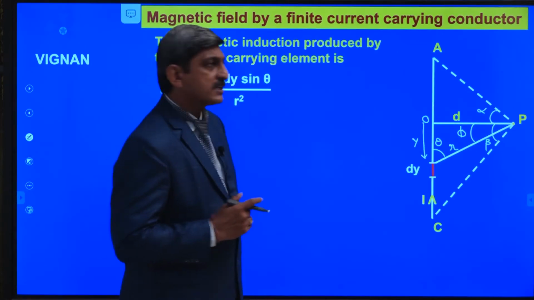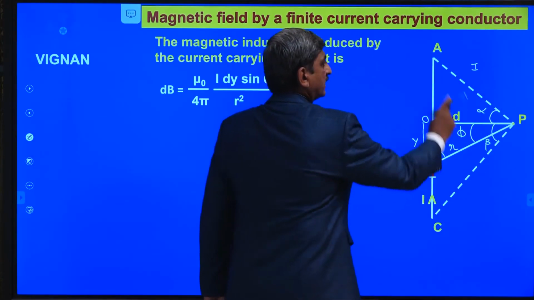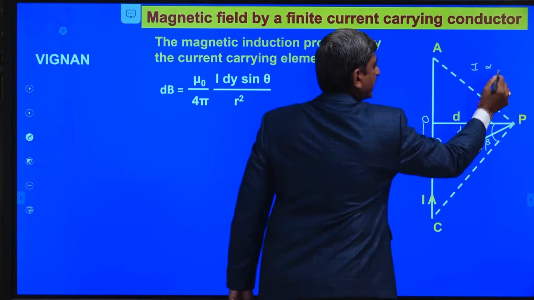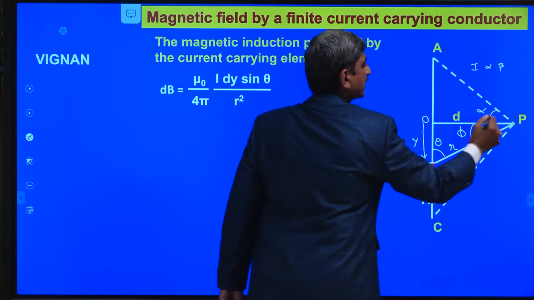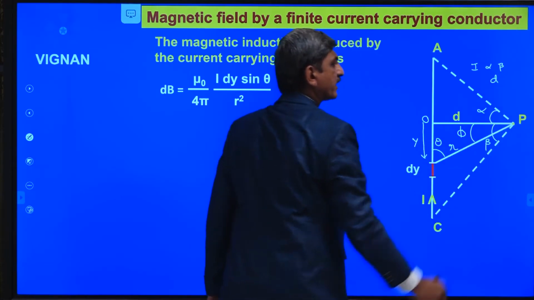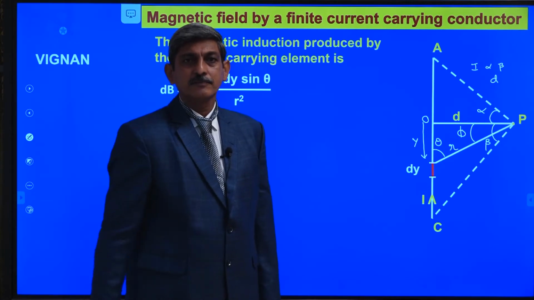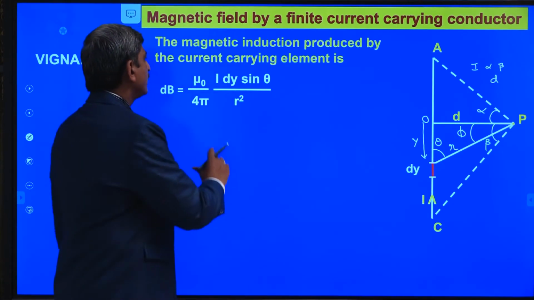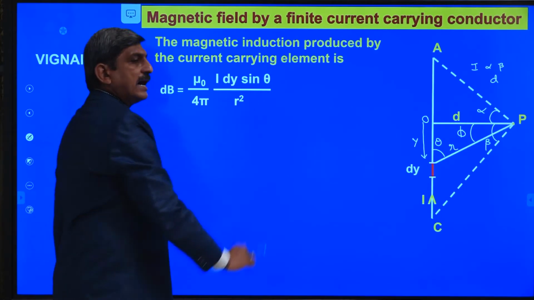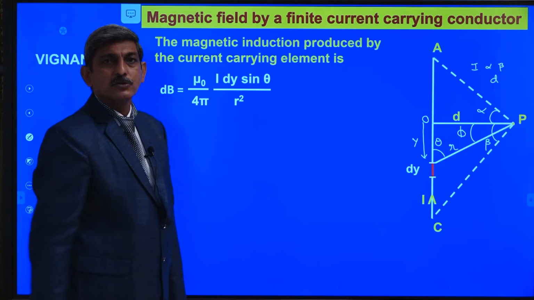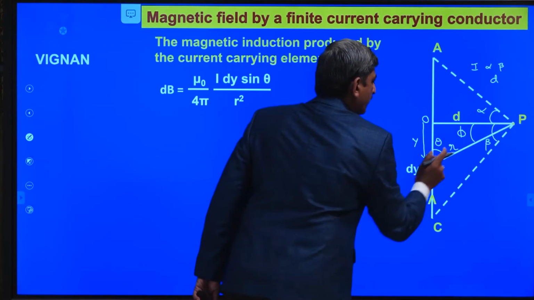What are the known quantities for us? The current I is known for us. The angle made by the top end alpha is known for us. The angle made by the bottom end beta is known for us, and the perpendicular distance of the point D is known for us. In terms of the known quantities, we have to derive the equation. For that, I am going to find out this dy value, sin theta value, r square value in terms of the known quantities. For that, let us consider the triangle OPQ.